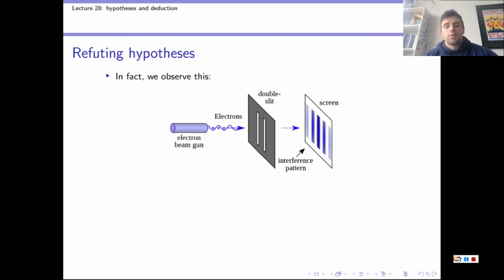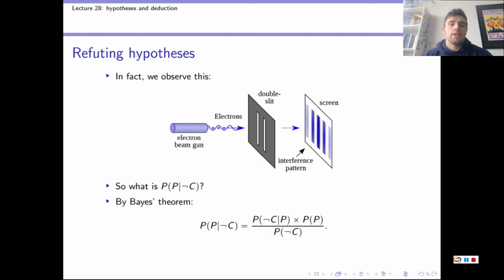Well, we started out with some degree of belief in the hypothesis that light behaves only as a particle. Then our new degree of belief in the hypothesis on the basis of our observation is P of P given not C, because we observed not C. But Bayes' theorem tells us that P of P given not C equals P of not C given P times P of P, all divided by P of not C.